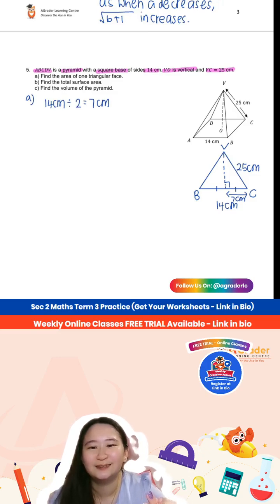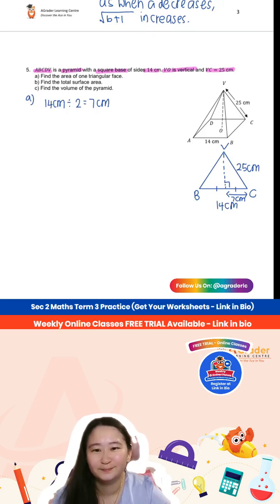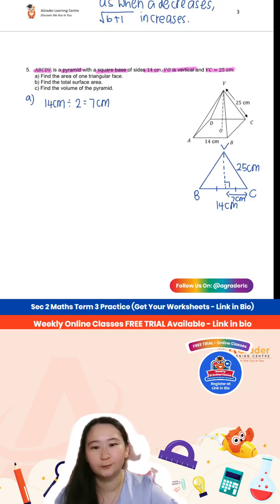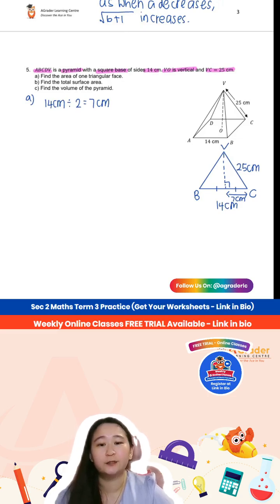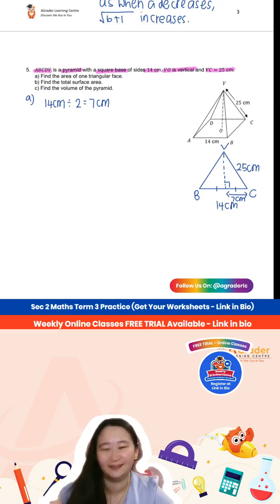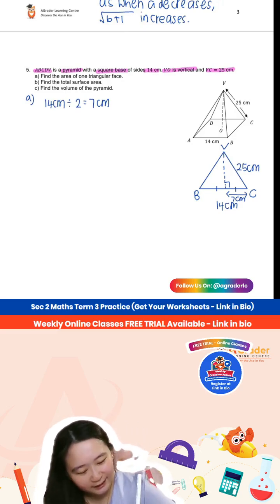Yeah, no worries. Are you Sec 2? Have you learned Pythagoras theorem? If you have yet to learn, then this question will be harder for you. Pythagoras theorem is the sum of the squares of the two shorter sides equals the square of the longer side. Okay, so this question will definitely be beyond your standard.